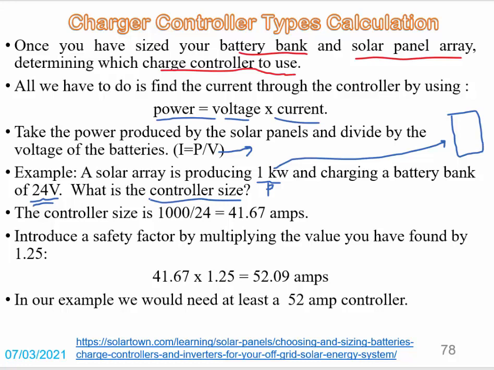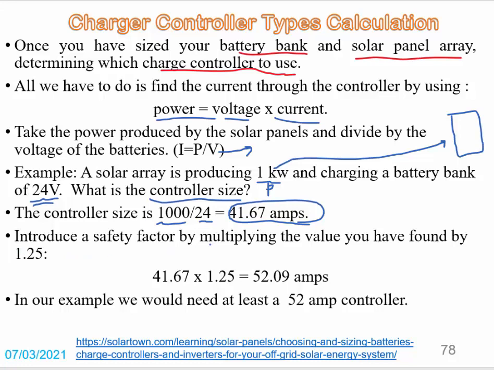If we use a small charger controller, it will not work with these batteries because the amount of current of the charger controller will be less than the current that we need to recharge the batteries. So the size of the controller is very important, and how to choose the correct size for our application. How to calculate the controller size? We divide the power, which is 1 kilowatt, by 24 volts, and we have 41.67 amperes. So our system needs about 41.67 amps.